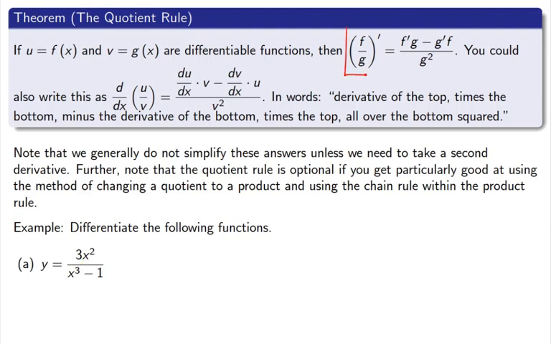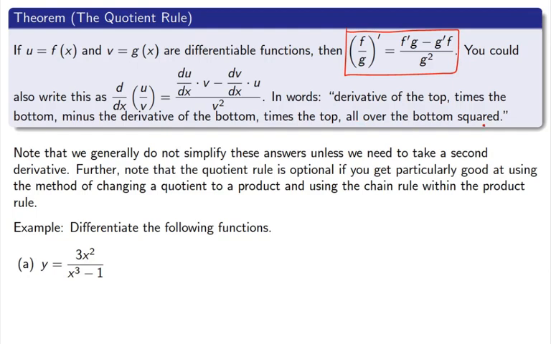Now I will highlight this formula here. However, just like I did with the product rule, I'm more interested in using words every single time I do one of these problems. And so here are my words. You take the derivative of the top times the bottom, minus, slightly different from the product rule, minus the derivative of the bottom times the top. And then we have this all over the bottom squared.